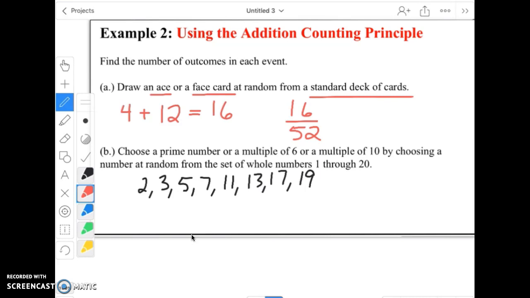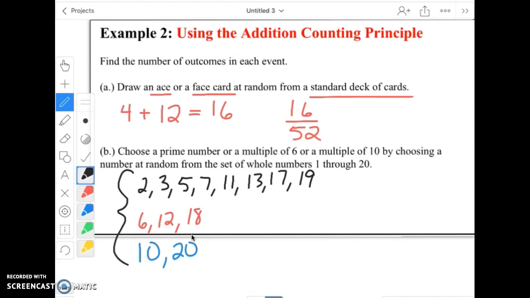Multiples of 6: 6, 12, 18. And then multiples of 10 would just be the 10 and the 20. So you can see with all of these, nothing overlaps. All of these things would be mutually exclusive if you were to break those into 3 different sets. So prime numbers, multiples of 6, and multiples of 10 are all mutually exclusive because we don't share any outcomes between them. Like we don't have number 12 in 2 different categories.